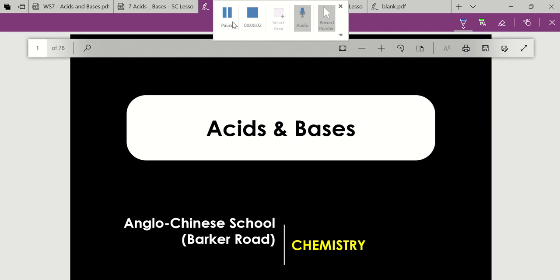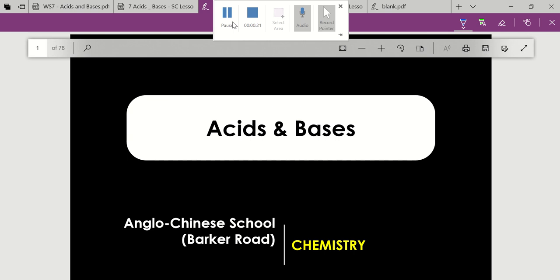Hi everyone. Today we're going to start a new chapter called Acids and Bases. As we move away from the chapter of chemical formula equations, I hope that you'll keep on practicing that, because that chapter is used in every single chapter, including this one as well.